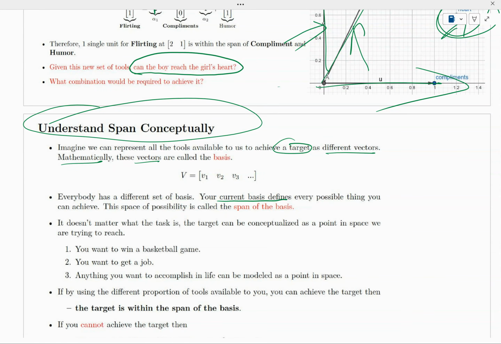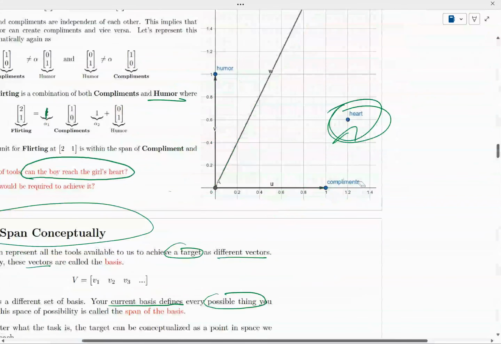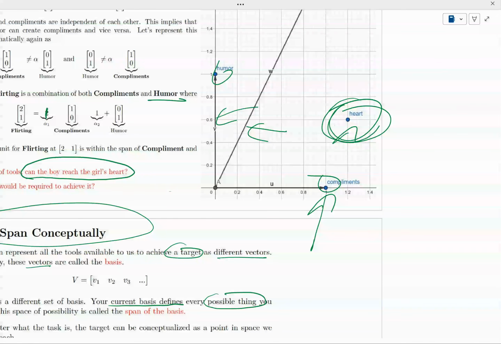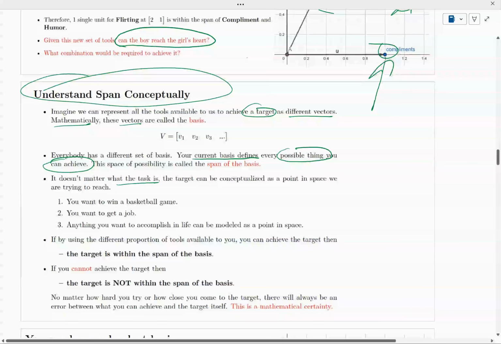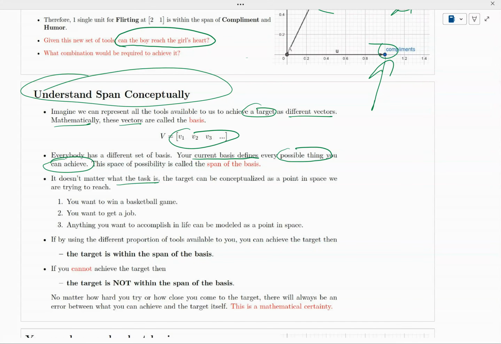And your current basis essentially defines every possible thing you can achieve, right? Right now, because you have three tools, how you use and stretch these three tools will allow you to reach the target. So no matter what the task is, you can imagine that we can represent the tools as vectors, and we can represent the target as a point in space which we're trying to reach using the tools we have, right? It doesn't matter which task, we can always represent these tasks mathematically as a target.